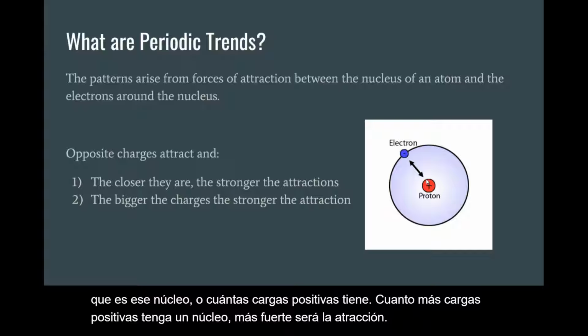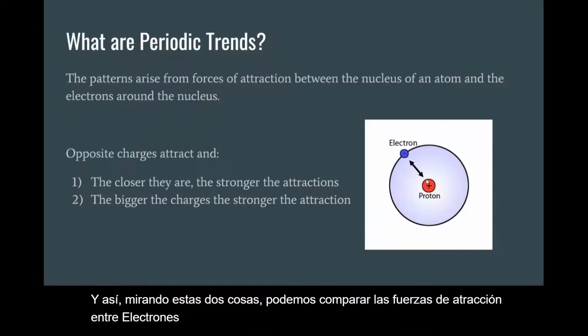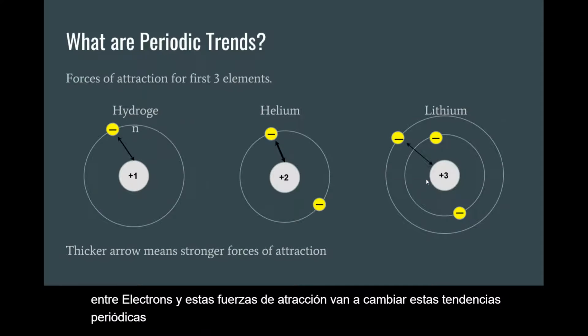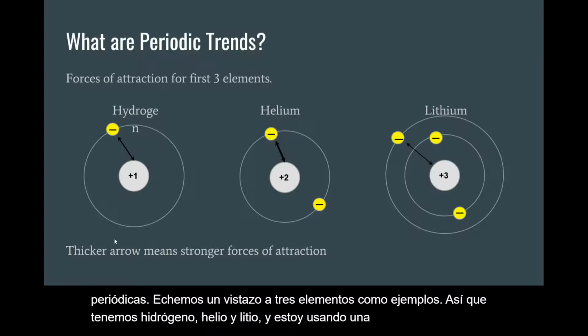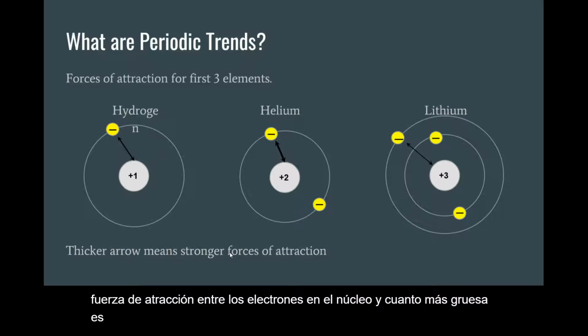And so, looking at these two things, we can compare the forces of attraction between electrons, and these forces of attraction are going to change these periodic trends. Let's take a look at three elements as examples. So we have hydrogen, helium, and lithium. And I'm using an arrow to show the force of attraction between the electrons and the nucleus. And the thicker the arrow is, the stronger the force of attraction.